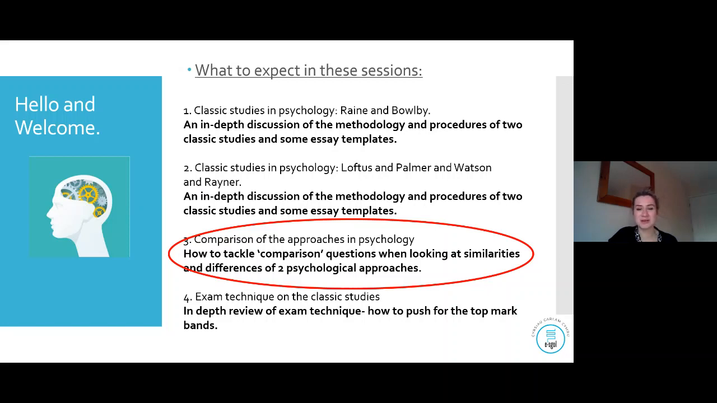Sorry, this is also within Unit 1. And this is an element of the course that can often be quite difficult and quite daunting for students. So I'm hoping that today I can help you tackle the questions and also help you understand what exactly the exam board are asking from you when a question like this comes up. So it says how to tackle comparison questions when looking at similarities and differences of two psychological approaches. So that is the aim of today. I hope that this is helpful. And like I said, lots of the resources that I'm going to be sharing with you will also be available on the website.